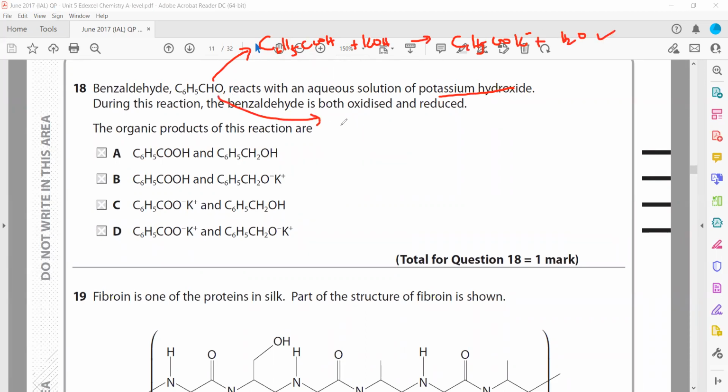And it will be reduced, because a primary aldehyde is reduced to alcohol. So it will produce C6H5CH2OH, because reduction means addition of hydrogen. So it will produce alcohol. One will be alcohol and one will be the salt. It will produce acid when it is oxidized, but because the acid reacts with an alkali, it becomes a salt. That's why it matches with option C.